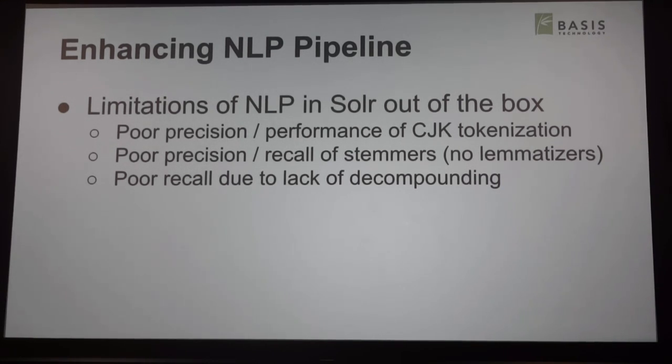So CJK tokenization, I'll go through an example of that. There is no lemmatizer in Solr out of the box, so you can only depend on stemming. And stemming can give you both poor precision, where a query for arsenal will give you documents containing arsenic, as well as poor recall. So the spoke, speak example: spoke does not stem to speak, so you won't get a match there. And then decompounding, again, there's no decompounding functionality in basic Solr.